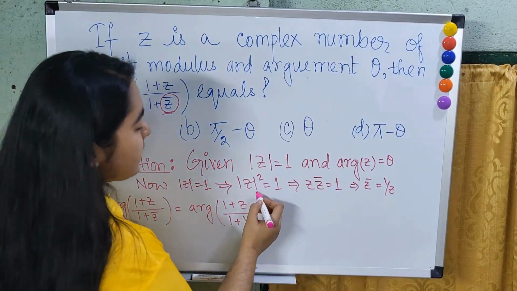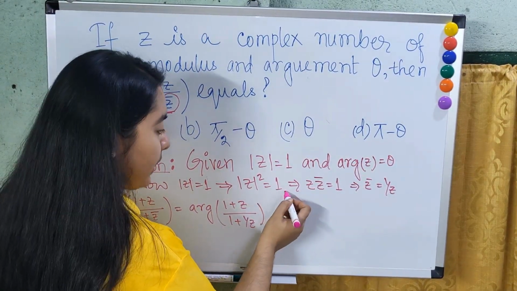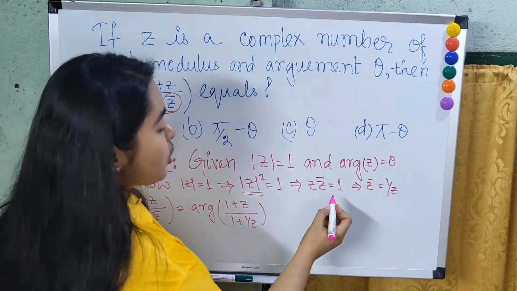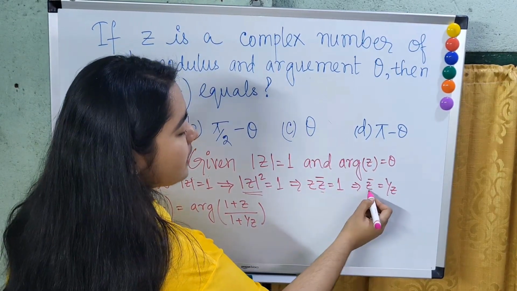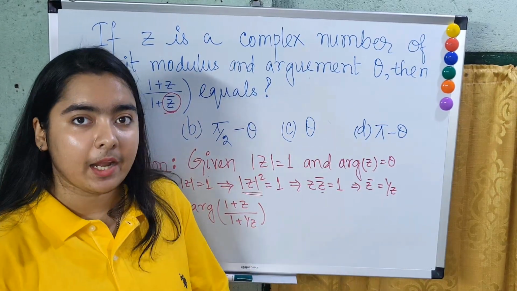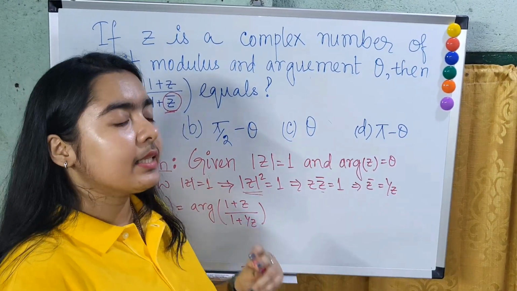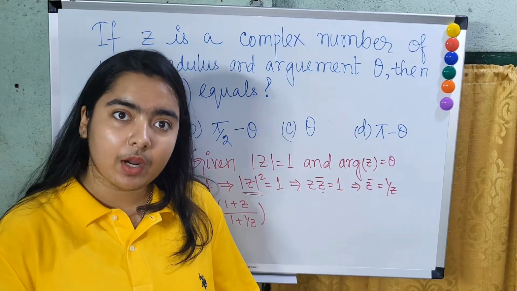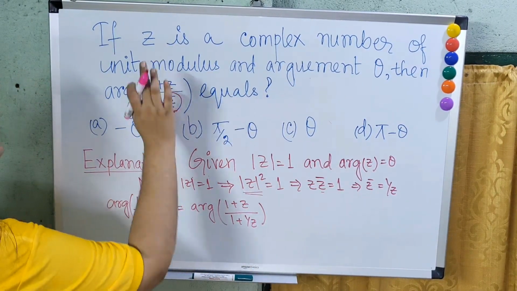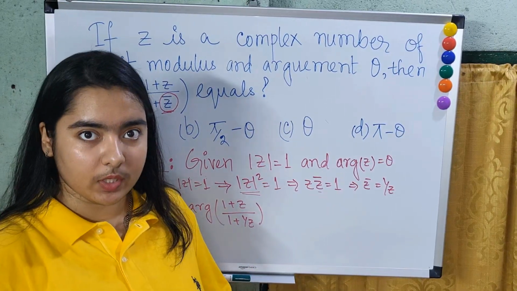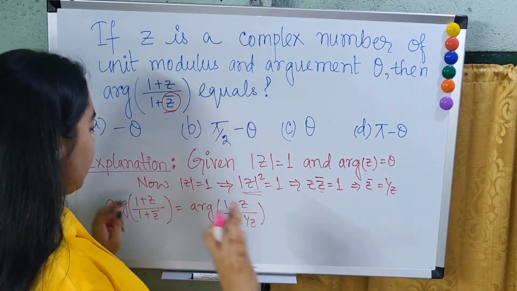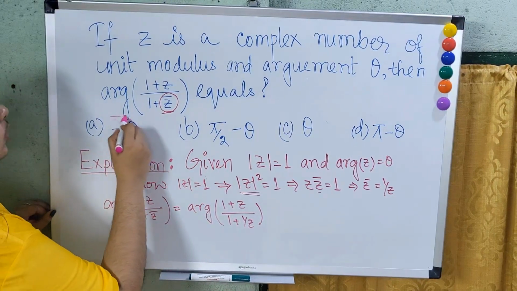So mod z squared is equal to 1. This gives us mod z squared is z into z bar. So keeping this, we have z bar is equal to 1 by z. Now we know the value of z bar in terms of z, that is, in terms of what is known to us. We know that z is the complex number that is given to us. So z bar is equal to 1 by z. Now we have to find the value of this whole thing.